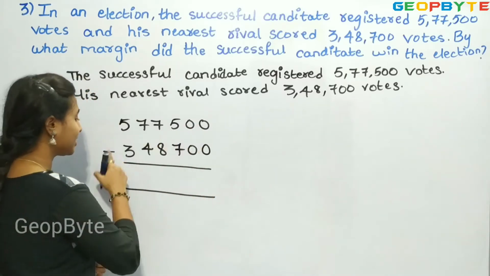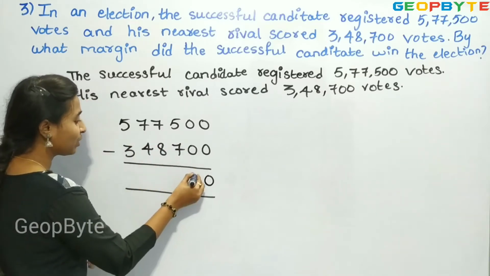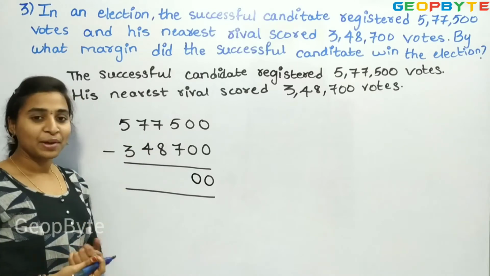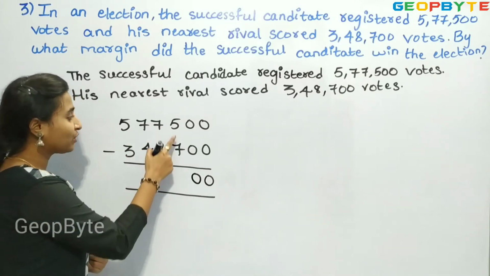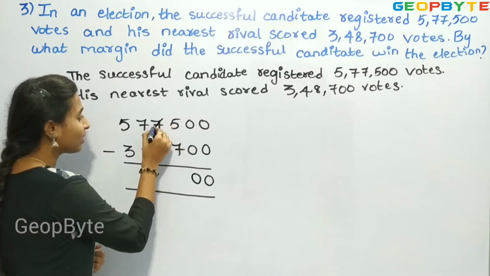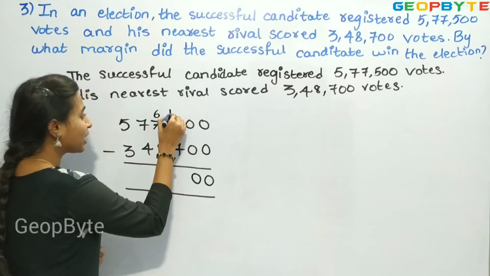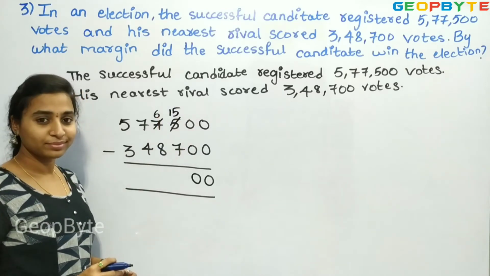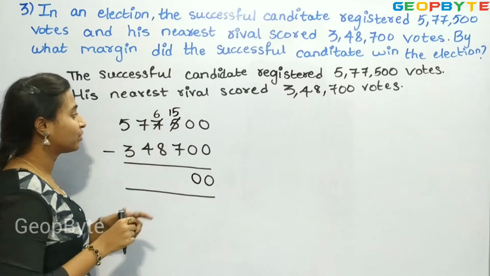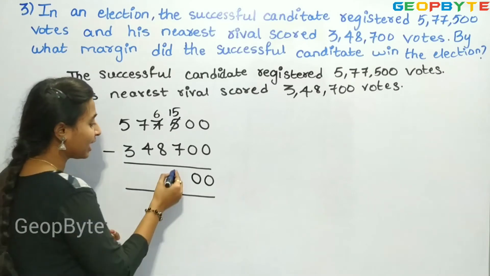Now, see, 0 minus 0, 0. 0 minus 0, 0. Now, 5 minus 7. We cannot subtract 7 from the number 5. So, let us borrow. 7 becomes 6, and now 5 becomes 15. I borrowed 1 from 7 so that it became 15 and 7 became 6. 15 minus 7, 8.